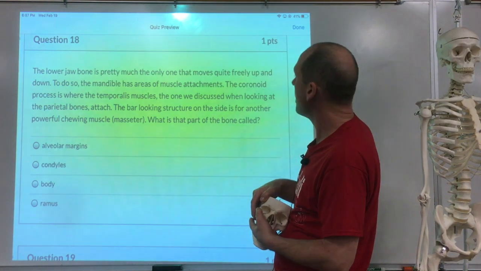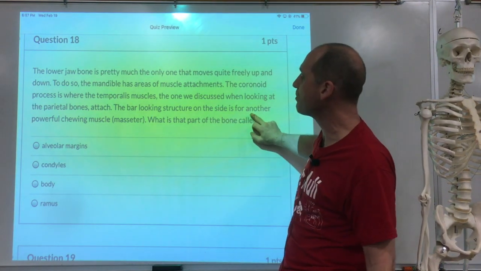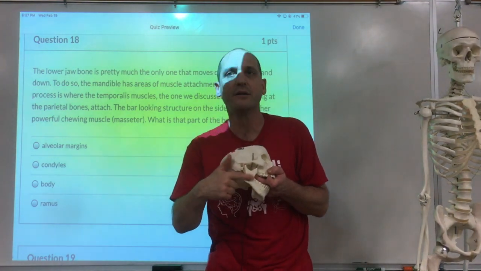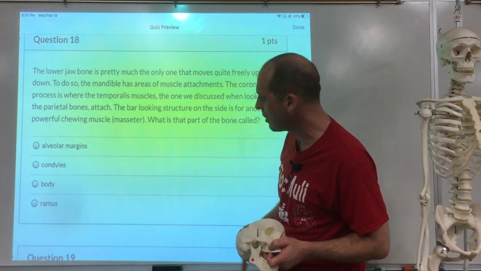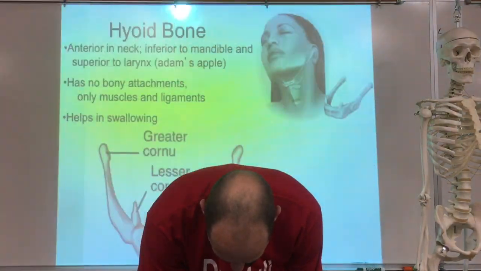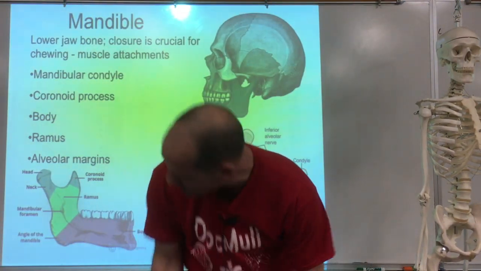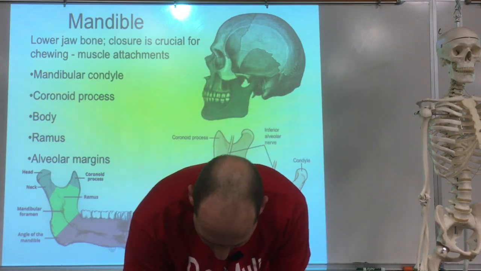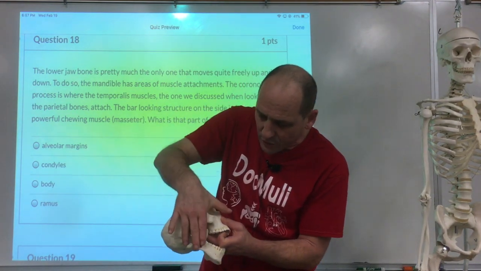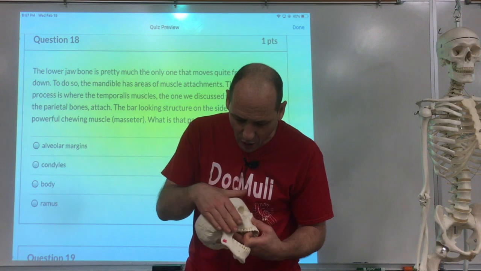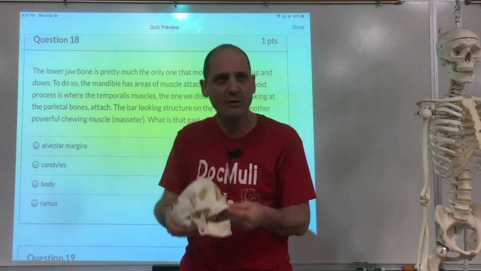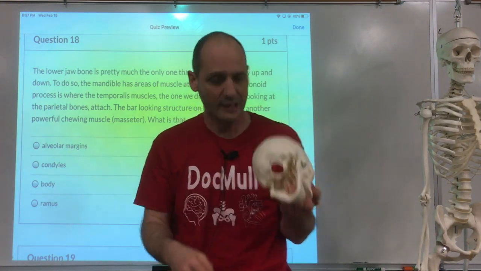All right, what's the other one? The bar-looking structure on the side, where another powerful chewing muscle is attached, the masseter. What do we call that bar structure here on the side? The ramus. There you go, ramus, right here. The masseter is attached from here upward to here, and so it closes the mouth this way. So now we've got a muscle that closes a little in this angle, and a muscle that closes a little in this angle. So that's some good chewing force right here. And then we've got two more. We'll talk about those next week.